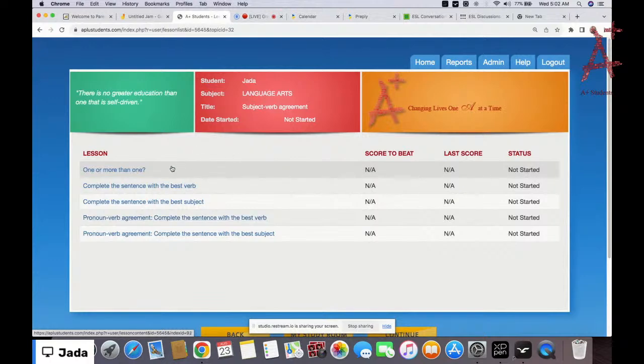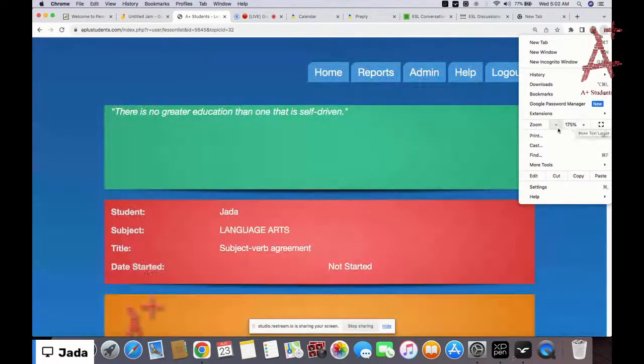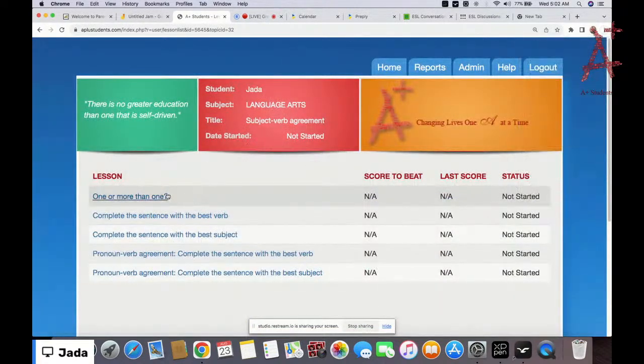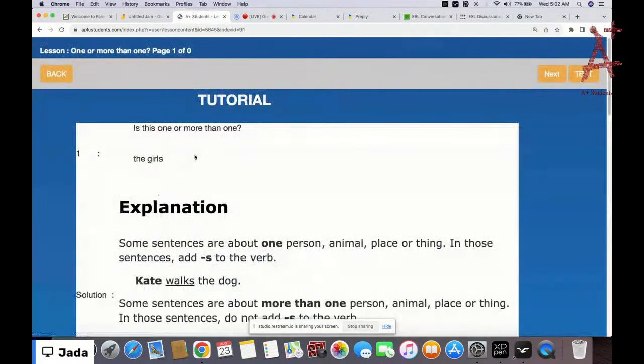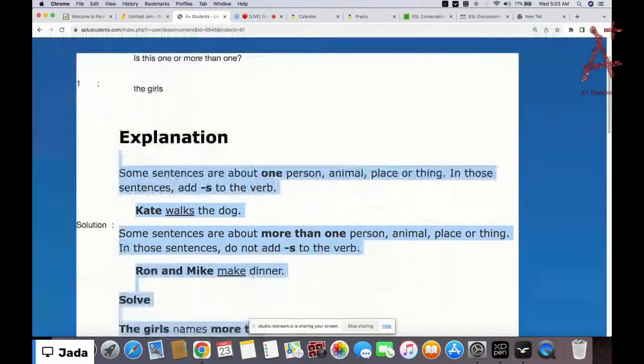Okay, so yeah, let's start from the first lesson. And the first lesson says one or more than one. So I'm just going to make my screen a little bit bigger. Okay, so one or more than one. All right, so now let's start and find out what we need to know about this lesson.